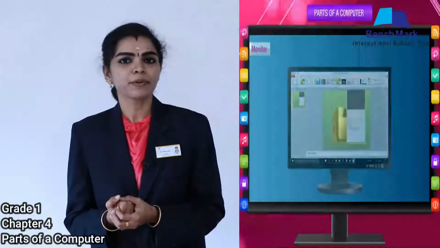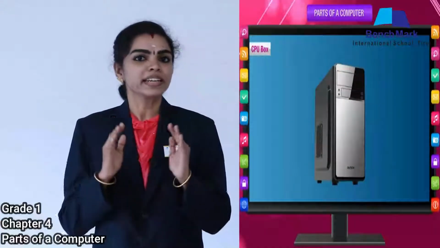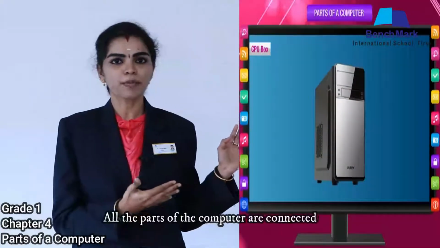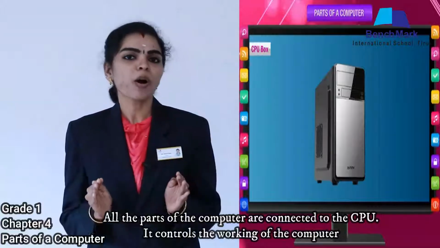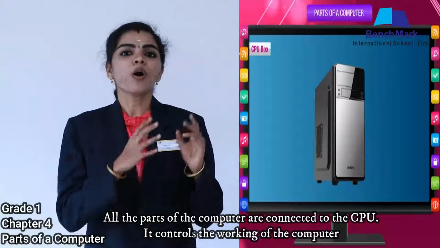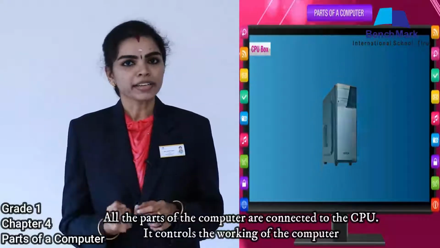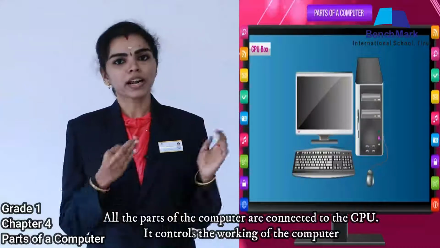And where does this CPU lie? This CPU lies inside a CPU box. So this is a CPU box. Inside the CPU box we have CPU and all other devices like monitor, mouse, keyboard are all connected to this CPU. Wireless keyboard and wireless mouse are also available, that is with the help of our CPU we can also connect our wireless keyboard and wireless mouse.